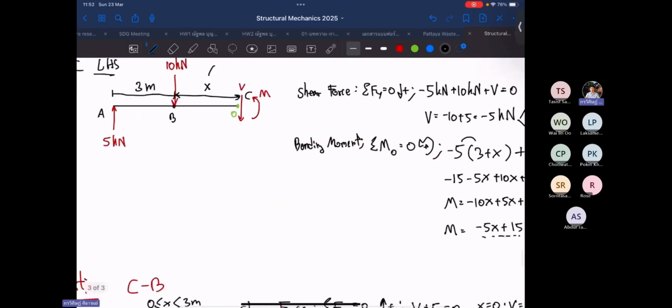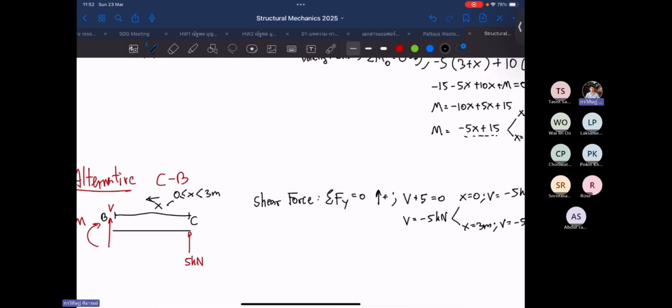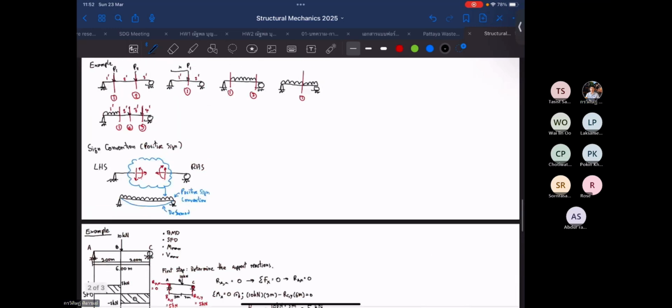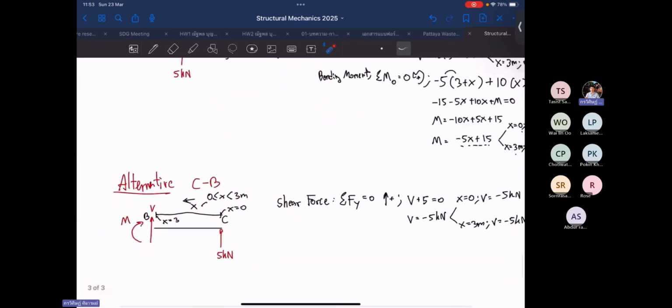Please be careful that your x is now moving from this direction. This one is x equal to 0, and this one is x equal to 3. It ranges from the right to the left, because now we cut from the right-hand side. So x equal to 0, V equal to minus 5. x equal to 3, V equal to minus 5. You resolve in exactly the same line. The moment also.